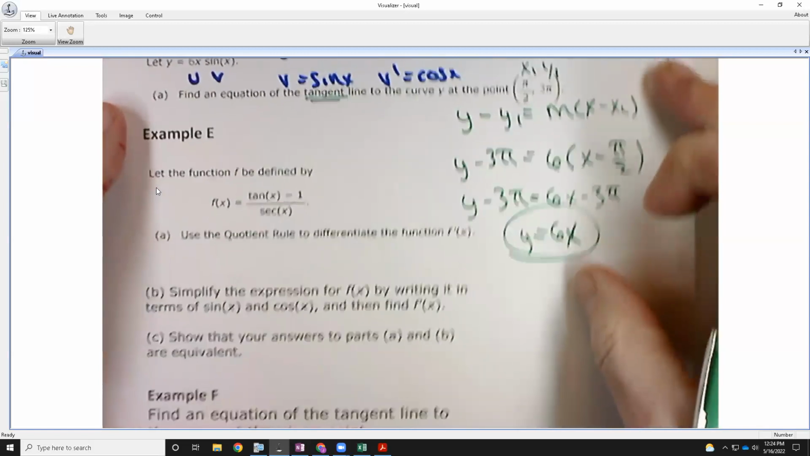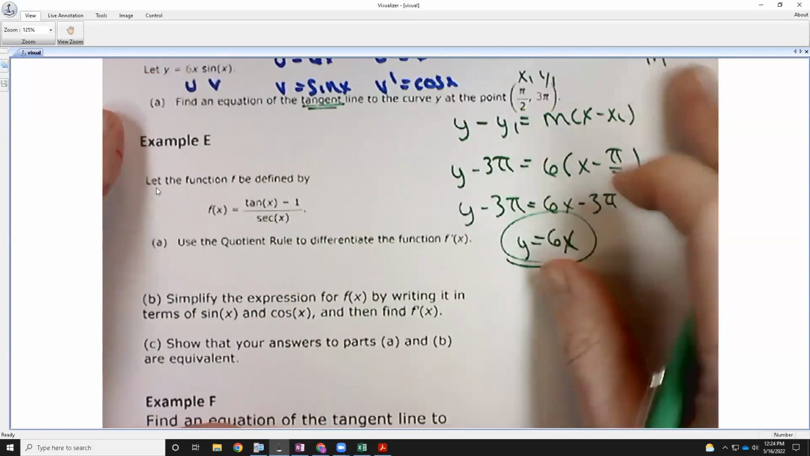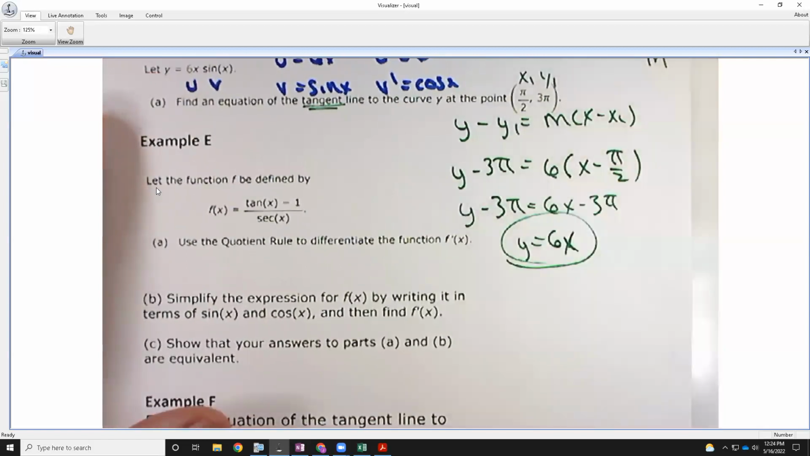Is there anyone interested in graphing this and double checking it, or are we good here? Just move on. All right.